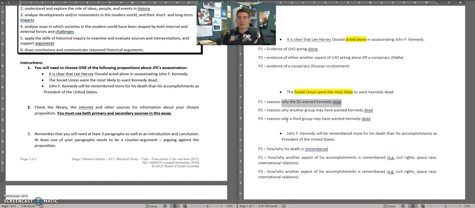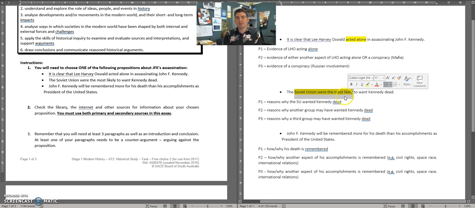Now that could be Lyndon B. Johnson, it could be the Israelis, the Soviet Union, the Cubans, a whole range of different groups of people, the mafia. Any one of those groups would be your focus in paragraph 2, and then a third one would be your focus in paragraph 3. But ultimately, what you have to argue in the conclusion is whether or not the Soviet Union were the most likely, or whether someone else was more likely.